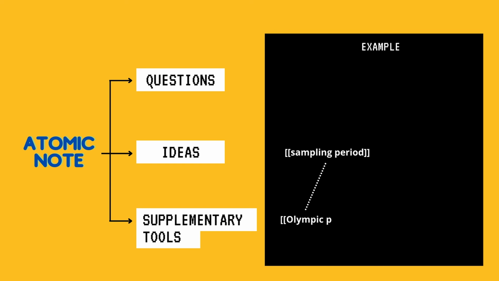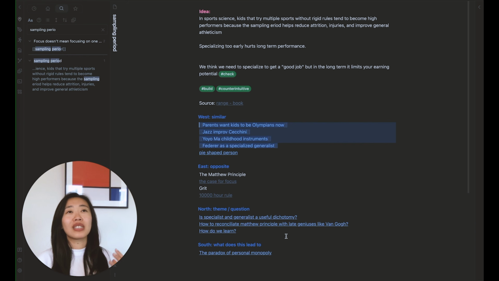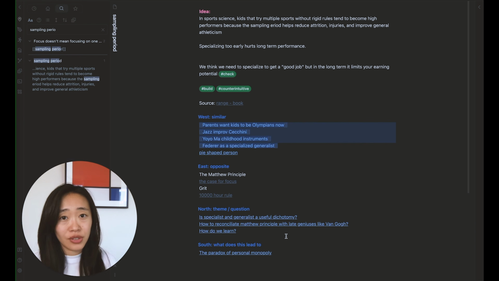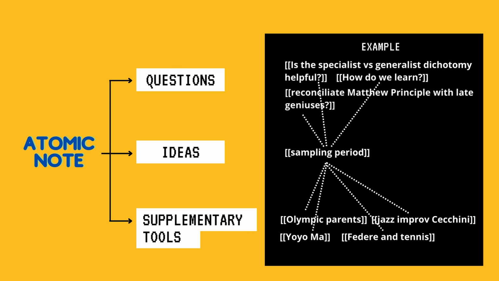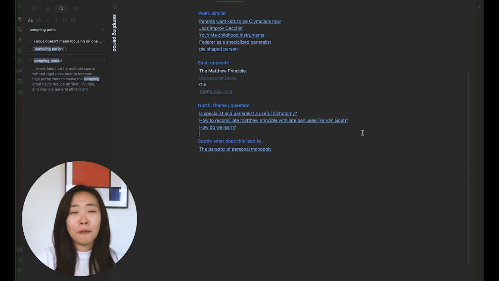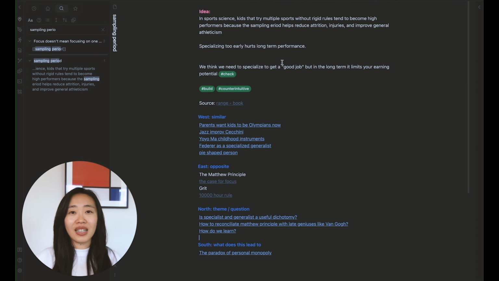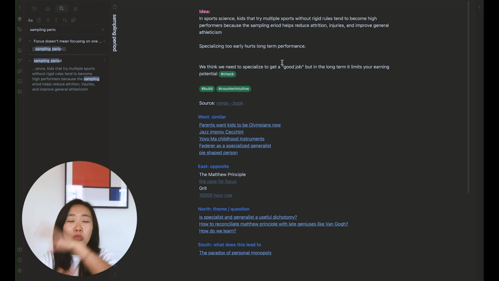So for the ones that are interesting, I've created separate notes for them. The ideas and the supplementary tools exist to answer questions. And again, these questions each are a note of itself because there are going to be so many ideas, so many examples that can contribute to these questions, right? So we want them to be separate from the sampling period note. The Zettelkasten method is training the flexibility of our thinking, right? Looking for connections, knowing that each idea, each anecdote, each question can connect to multiple things.